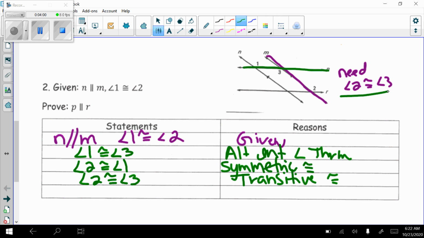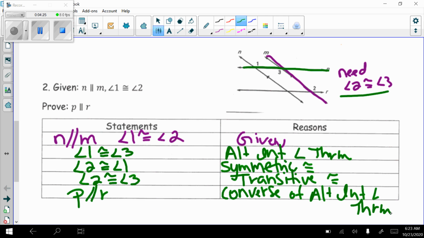We said we needed to prove that angle 2 is congruent to angle 3. So now if those two are congruent, then I see that they are alternate interior angles. So by the converse of that, it proves that line P is parallel to R, by the converse of the alternate interior angle theorem. So remember that anytime I am proving parallel lines, I have to have a converse of one of my theorems.